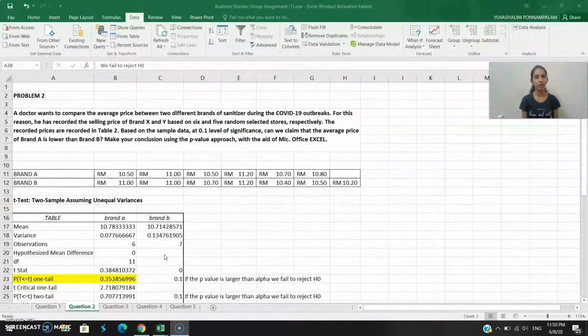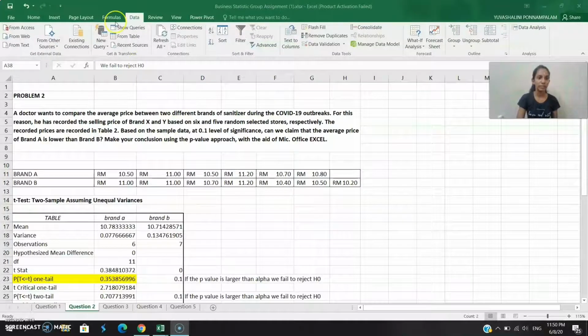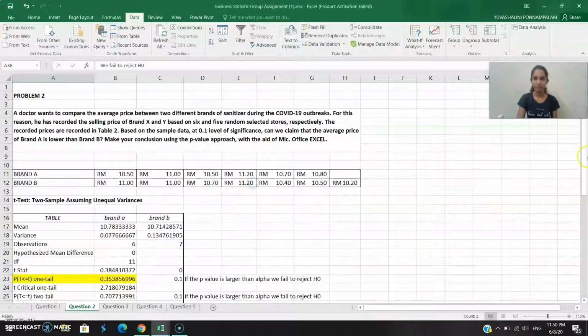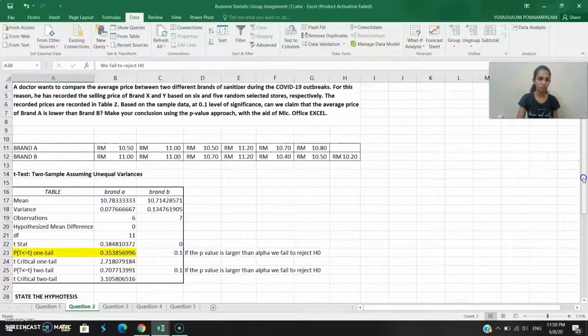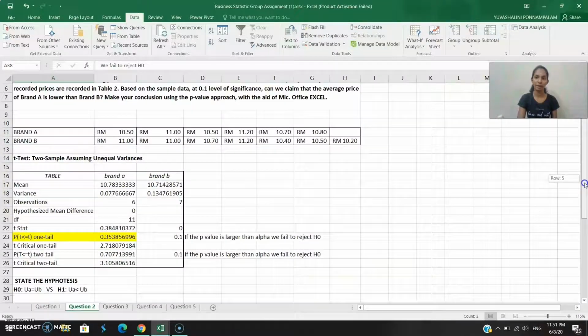So today I would like to solve problem 2, which I use Excel to solve. I go to Data, then Data Analysis, and then I choose t-test: two-sample assuming unequal variances. When I click OK, after I enter all the inputs, I will get this table. So from here I can do my test.